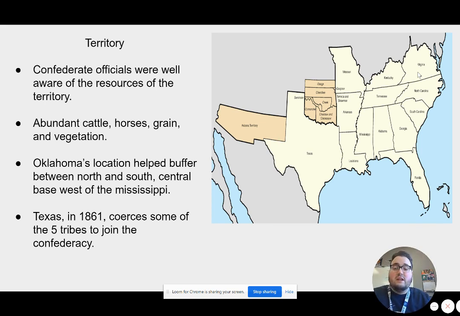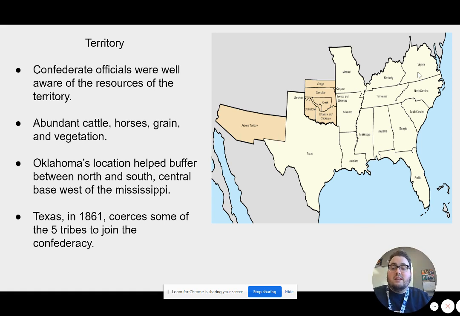Oklahoma's location helped buffer between north and south, a central base west of the Mississippi. So this would have been a good push-off point for the Confederate troops. Lots of major battles were fought towards the Mississippi River and also in northwest Arkansas. So this would have been a good place for troops to retreat to, or to house troops and be ready to fight along the western parts of the Civil War.